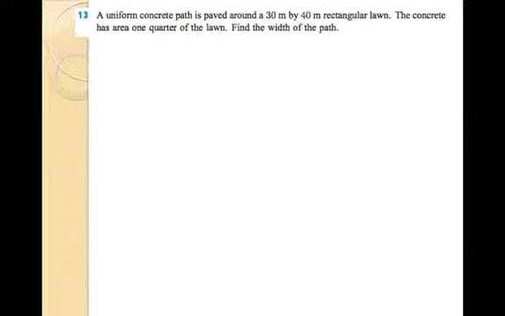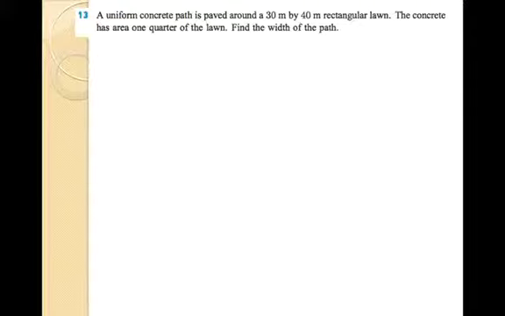Here's number 13. A uniform concrete path is paved around a 30-meter by 40-meter rectangular lawn. So I think the main idea is if you can draw a picture here, that'll give you the best way to formulate the equation. In all these word problems, you should start with a picture, label it as completely as you can, and then see if there's some sort of quadratic equation that you can write that will give you the answer. So go through those steps. Try to draw a picture, label it completely.